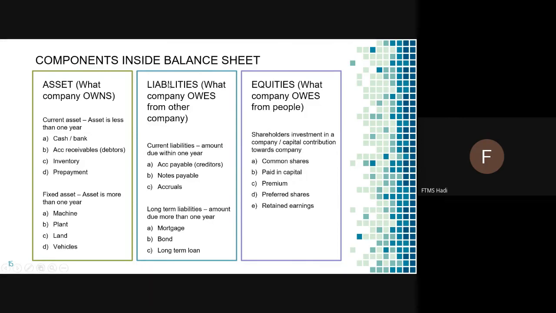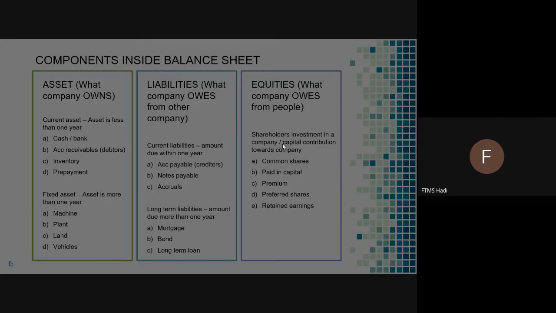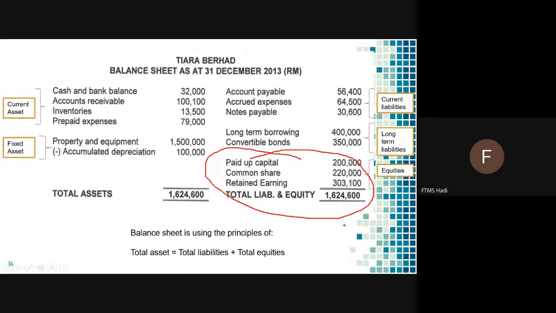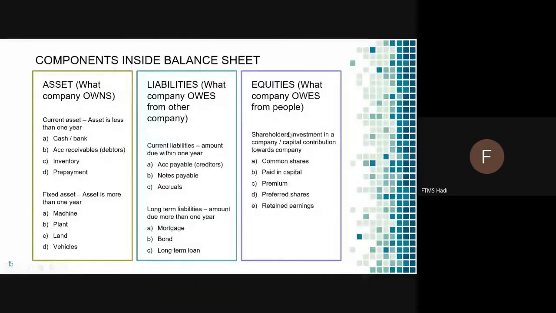Okay, so in Malay, liability we call tunggakan. The last one is equity. Equity does not have short-term equity. Equity is always long-term, because as long as the company operates, the equity operates as usual. Unless the company is bankrupt, there will be no equity anymore. Equity means what the company owes to people, specifically shareholders: shareholders' investment in the company or capital contribution towards the company.